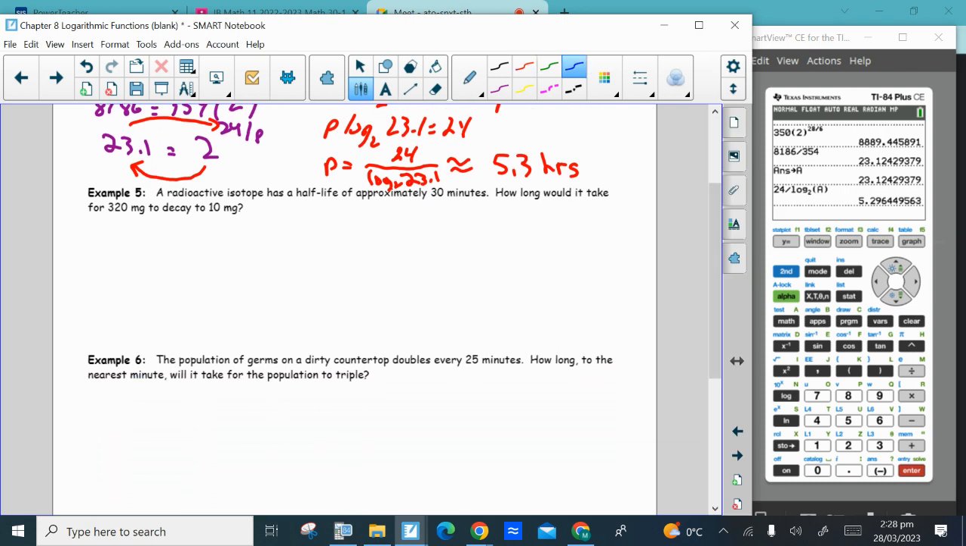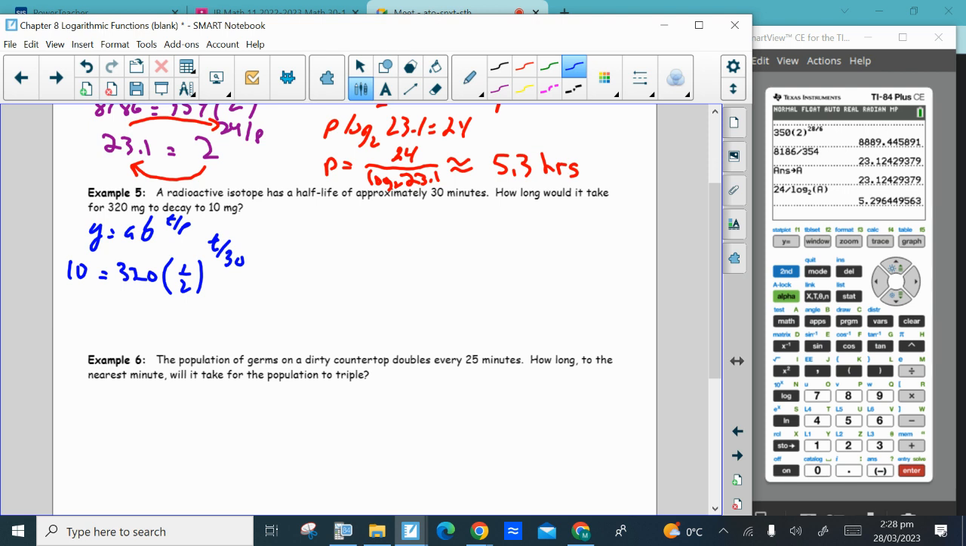A radioactive isotope has a half-life of approximately 30 minutes. How long would it take for 320 milligrams to decay down to 10 milligrams? So again, we'll start with this exponential function. The number at the end is 10, and the number at the beginning is 320. And because we have a half-life, that means the amount of this isotope is being cut in half. We're told that happens every 30 minutes. How long will it take? So we want to know what T is, the time it'll take for the 320 to decay down to 10.